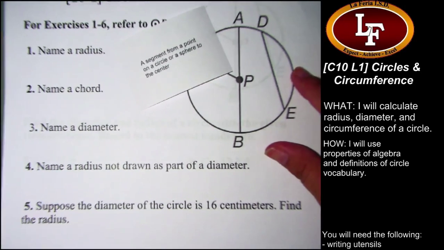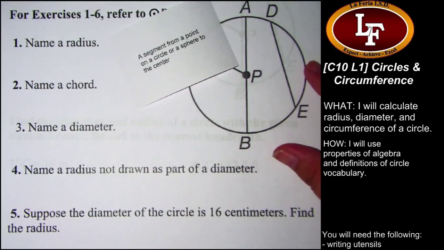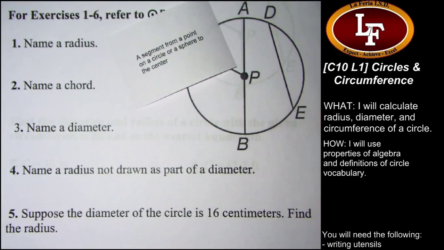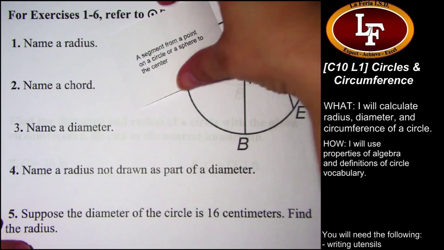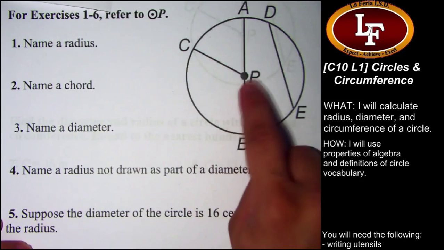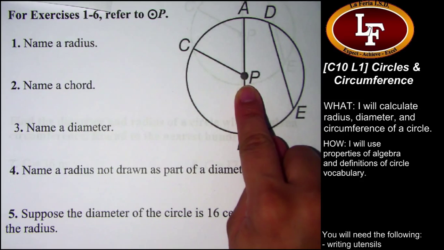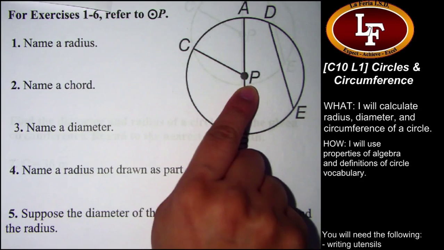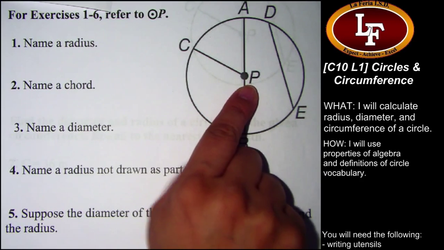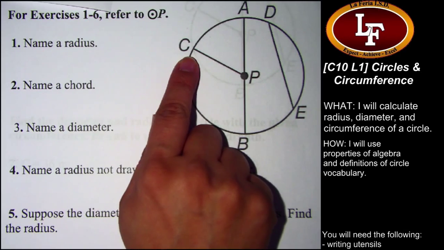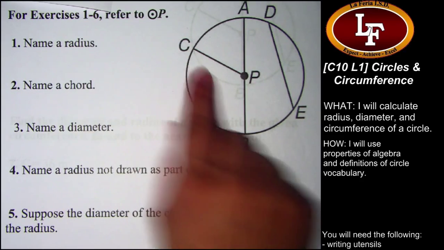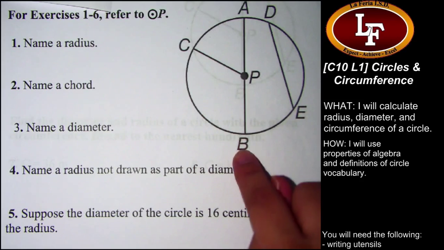I'm going to zoom in a little bit more on that. It says a segment from a point on the circle, or sphere when we go into third dimensions, to the center of that item. So let's find the center. There it is. And then connect to every point that we see listed on the circle. So there's one radius. We could also have gone here for another radius.